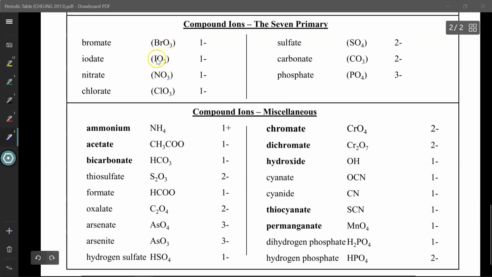These groupings of atoms are extremely stable together, and during a chemical reaction, they rarely break apart. They typically react as a group. So because they react as a group, we gave them their own names. Bromate, a bromine and 3 oxygens stuck together with a 1- charge. Iodate, an iodine and 3 oxygens stuck together with a 1- charge, etc., etc.